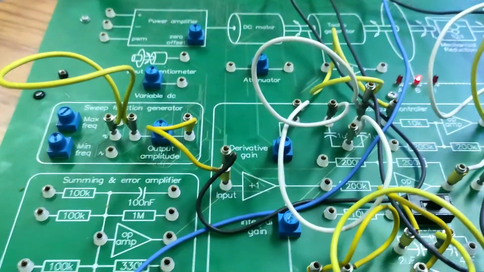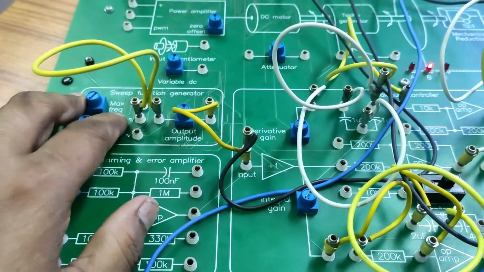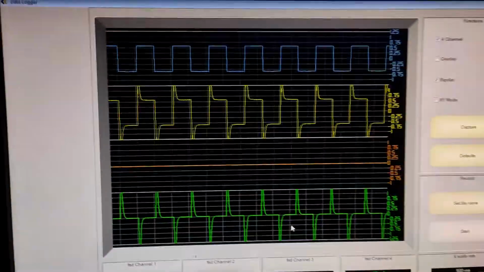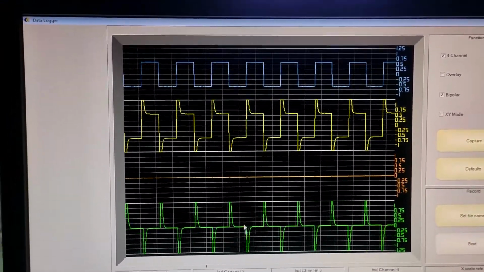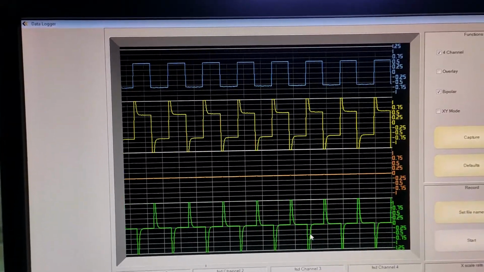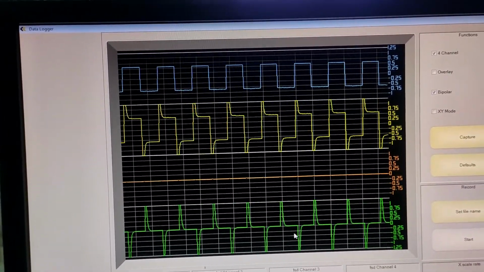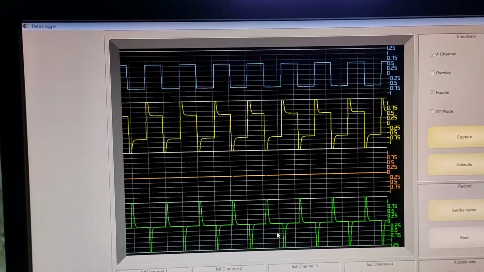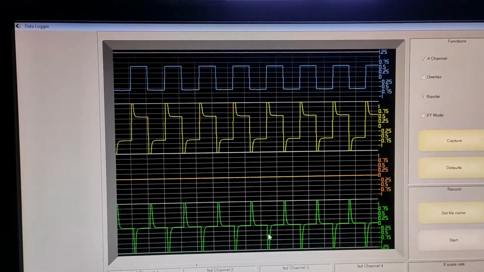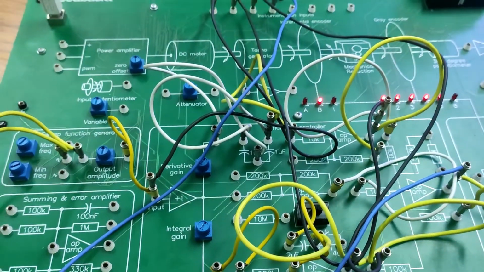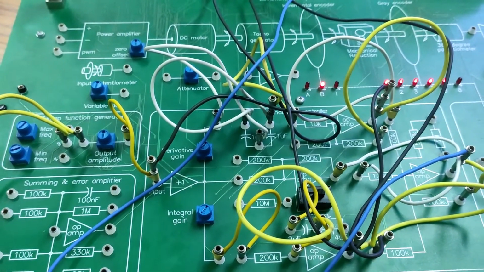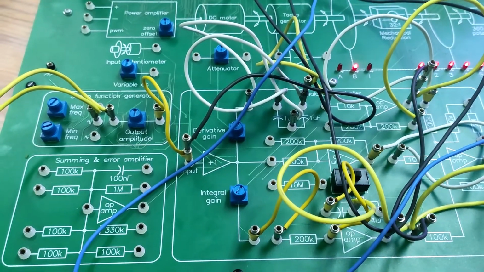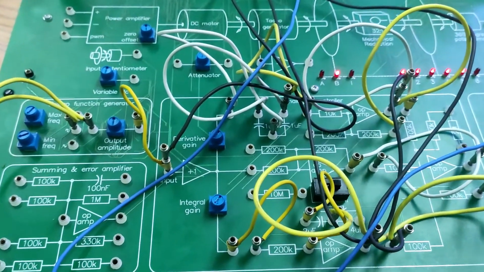Now if you check the derivative signal of a square wave, this is the square wave and this is the spike wave, the derivative of a square wave. So these are the signals you can get with the derivative controller with different waveforms. So this is PID experiment practical number 1, where we are going to test the signal of the PID controller and compare the input and output signal.